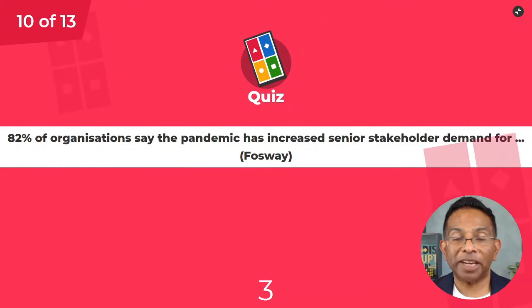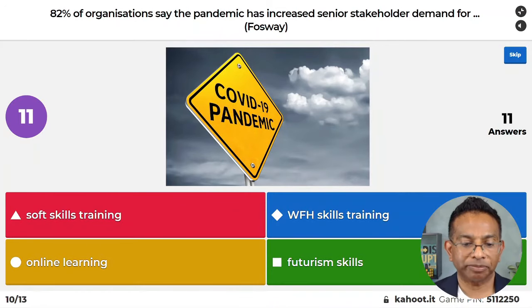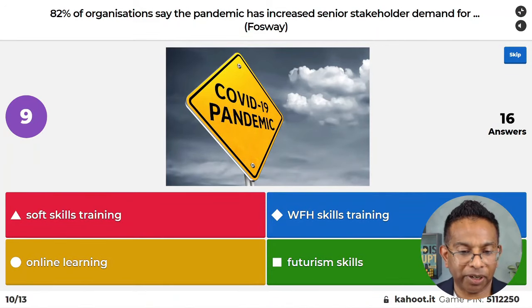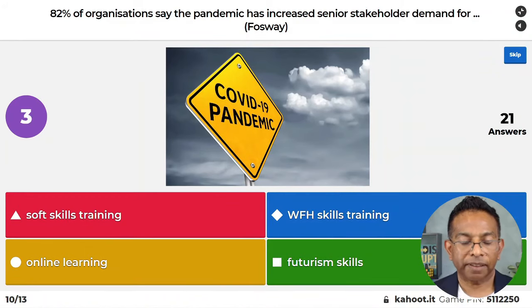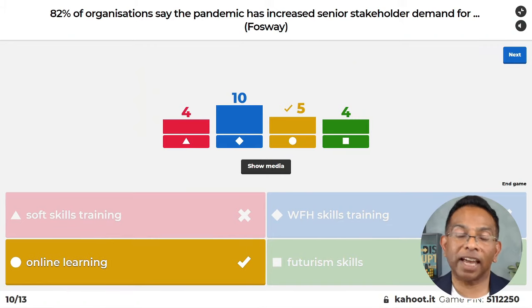So senior management and senior leaders, as a result of the pandemic, what are they asking for from their people in a learning and development context, of course? So WFH skills, soft skills, online learning, or futurism skills. Yes, they're actually asking for people to be better at digital learning. Remember, this is not necessarily asking everybody on the front line, but they're asking HR professionals and L&D teams to really ramp up everything they're doing with digital learning.